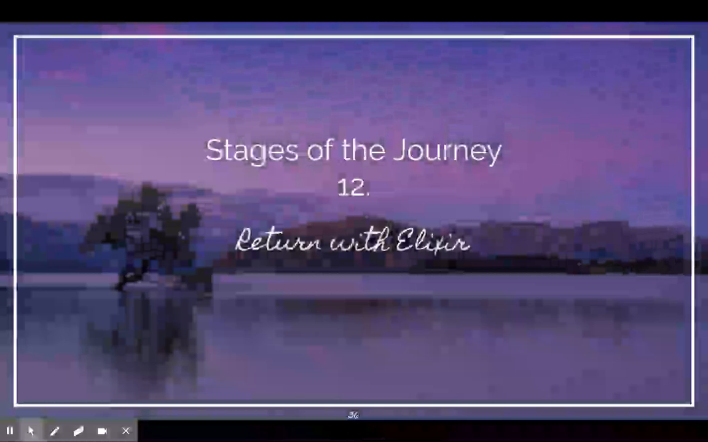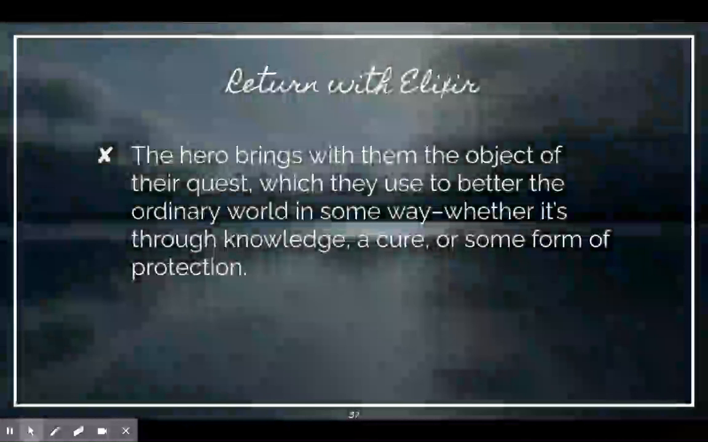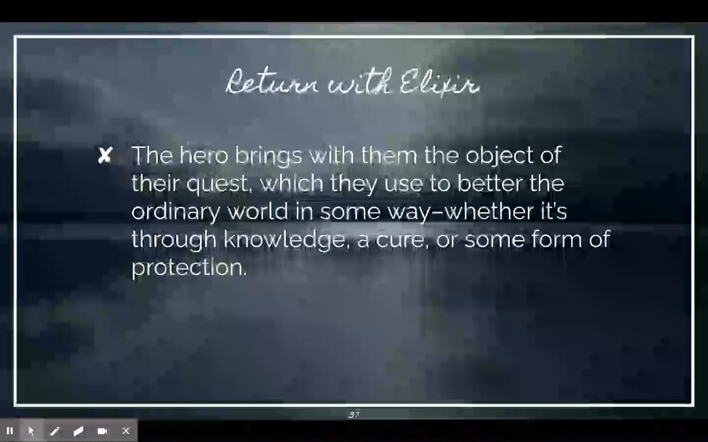And then finally, the last stage of the journey is return with elixir. And remember, the elixir is like the object that the hero was pursuing in their quest. And remember that can be a physical, tangible item, or it can be a metaphorical, symbolic item, like a feeling or a solution or something like that. So they bring with them the object of their quest, which they use to better the ordinary world in some way. Could be knowledge, could be a cure, could be some kind of protection, or could be an actual physical object, just depending on what the story is.